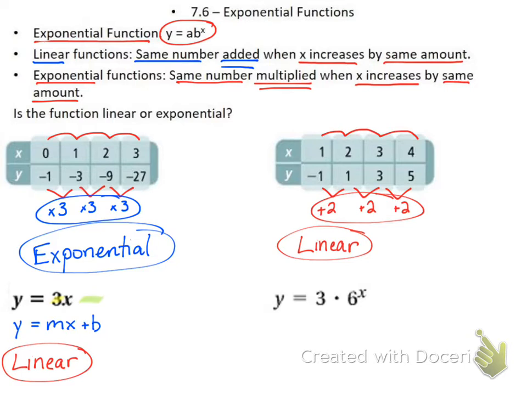With the second one, again, as soon as I see that x in my exponent, right there, I can see that it's going to be exponential. It's going to look like y is equal to ab to the x, which is the formula we had at the top of our notes. And so this one's going to be an exponential.